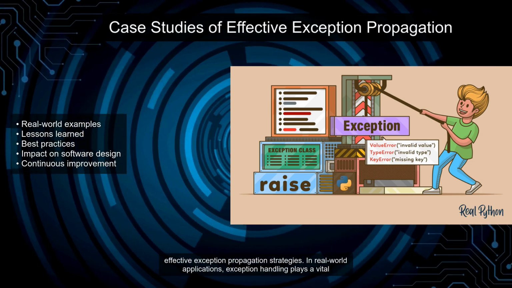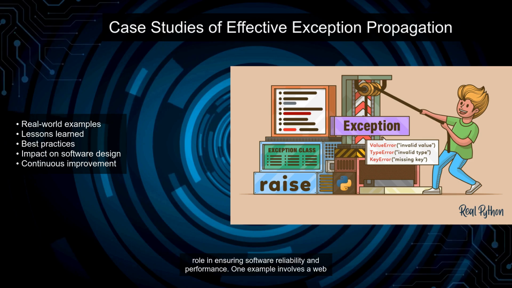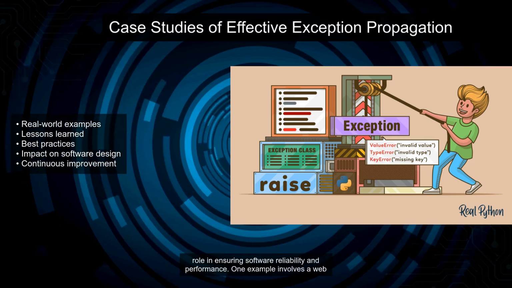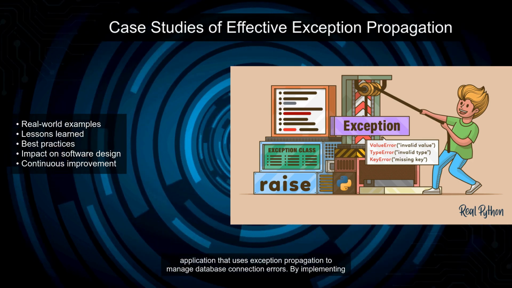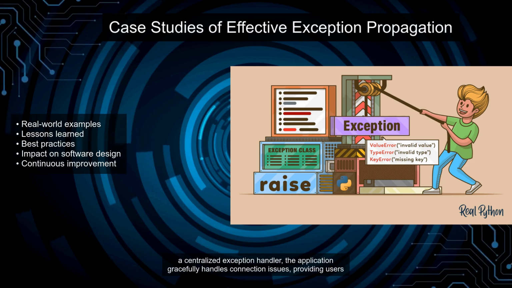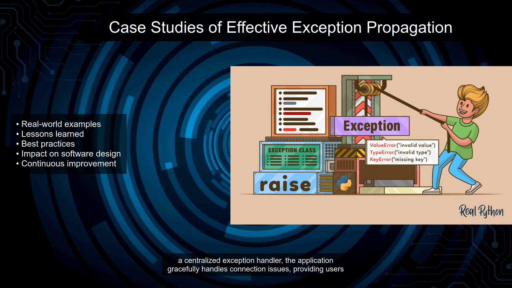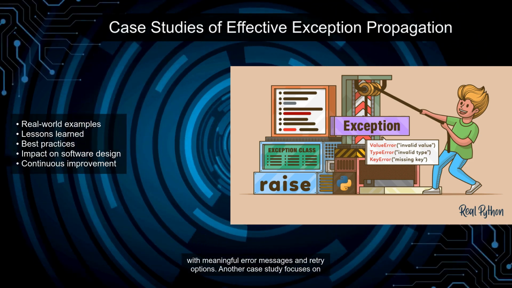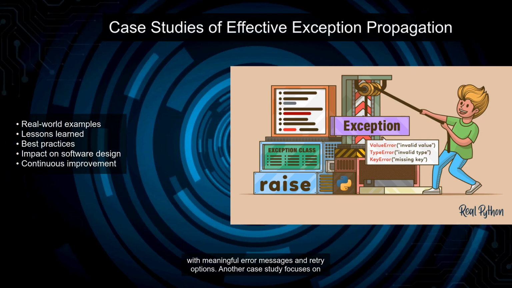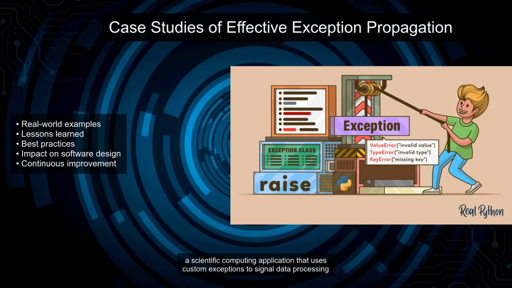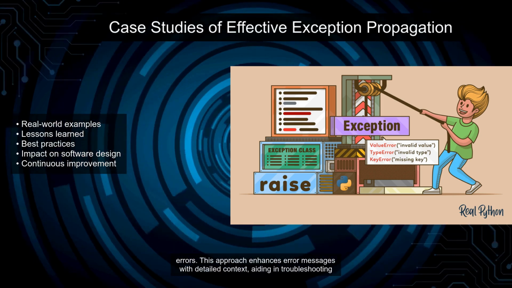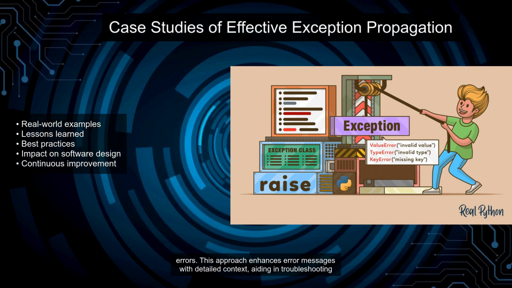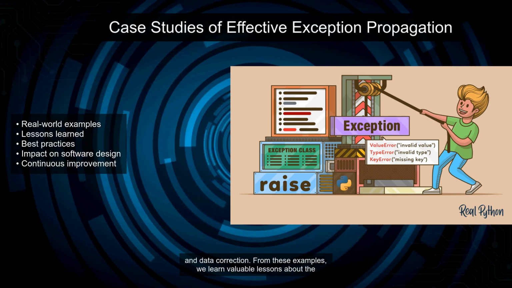In real-world applications, exception handling plays a vital role in ensuring software reliability and performance. One example involves a web application that uses exception propagation to manage database connection errors. By implementing a centralized exception handler, the application gracefully handles connection issues, providing users with meaningful error messages and retry options. Another case study focuses on a scientific computing application that uses custom exceptions to signal data processing errors. This approach enhances error messages with detailed context, aiding in troubleshooting and data correction.